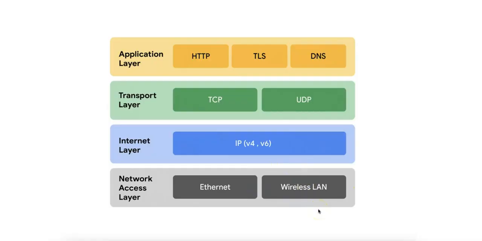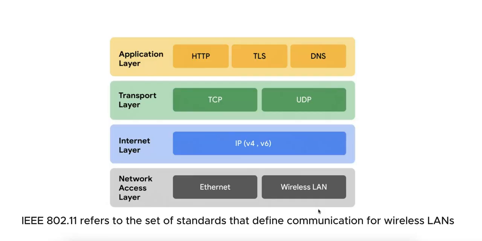Wireless LAN, or Wi-Fi, provides wireless communication using radio waves instead of physical cables. It's used for devices to connect wirelessly to a network. Wireless LAN transmits data over the air between devices using protocols like IEEE 802.11. It operates similarly to Ethernet but without wires, and devices communicate via Wi-Fi access points.